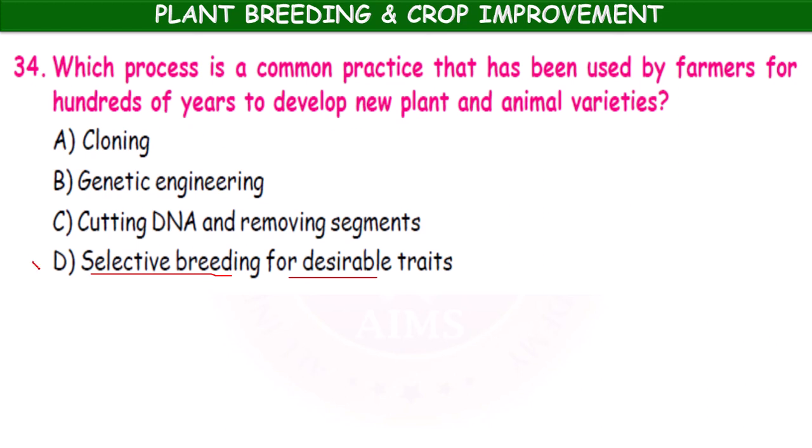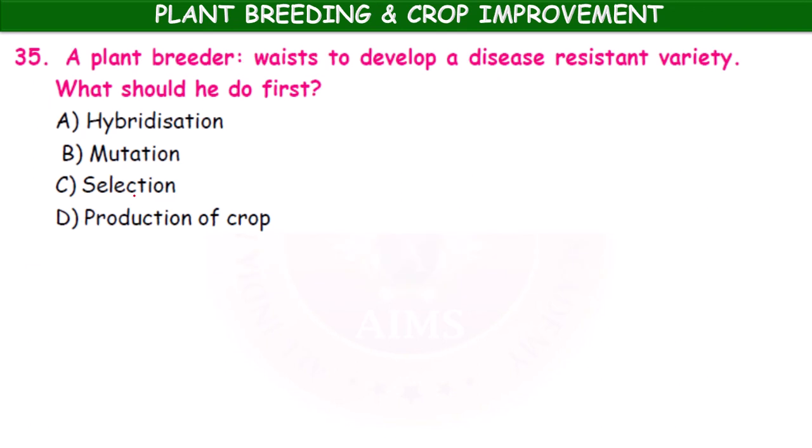Selective breeding. A plant breeder wants to develop a disease-resistant variety. What should he do first? Hybridization, mutation, selection, or production of crop. Selection. First he has to select, with all desired qualities.